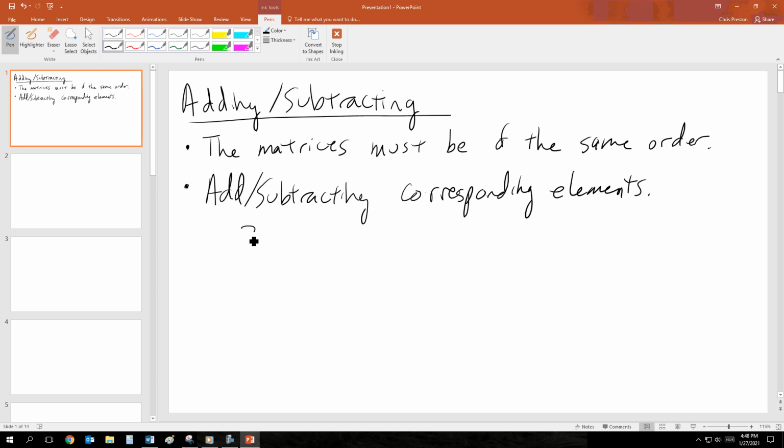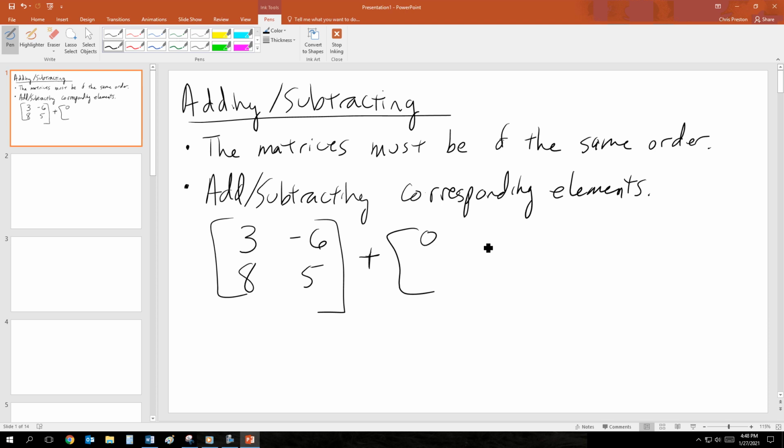So let's say I had a matrix 3, -6, 8, 5, and I wanted to add that to a second matrix that was 0, -5, 2, 1. Okay, so the first thing I would want to do is say, are they the same size? 2 by 2, 2 by 2, yes. So I can add them.